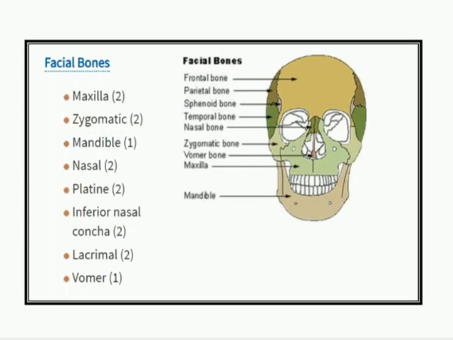There are 14 facial bones that form the face, and they provide cavities for the sense organs. They protect the entrance to the digestive and respiratory tract, and they serve as an attachment point for the facial muscles. In all there are 14 facial bones, right, and the different facial bones are nasal bones, maxillary bone, zygomatic bone, palatine, vomer, lacrimal bone, inferior nasal conchae and mandible.